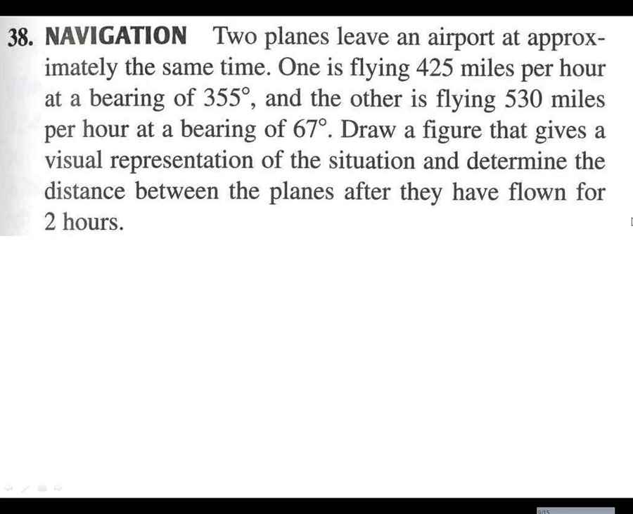Alright, navigation. One that we've had a little trouble with. Two planes leave an airport at approximately the same time. One is flying 425 miles per hour at a bearing of 355. Alright, so from north, we've spun around 90, 180, 270. That whole rotation there was 355 degrees. We know a full circle is 360, so this angle in here is going to be just 5 left. The other is flying 530 miles per hour at a bearing of 67 degrees. So from that same spot, going this way at an angle of 67.